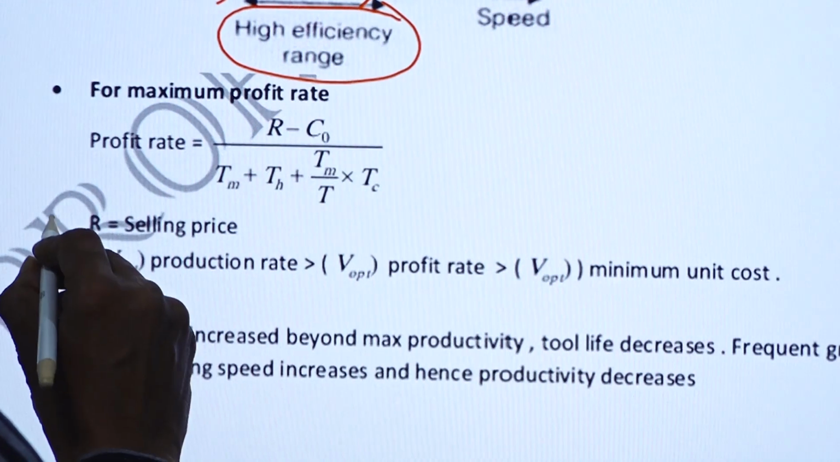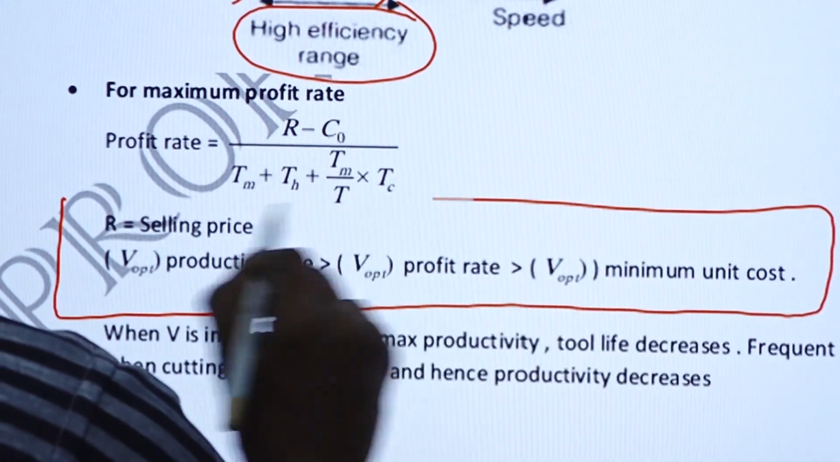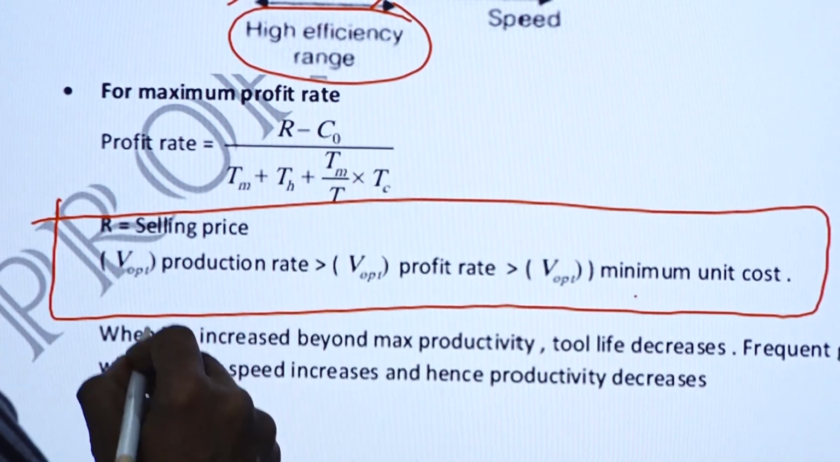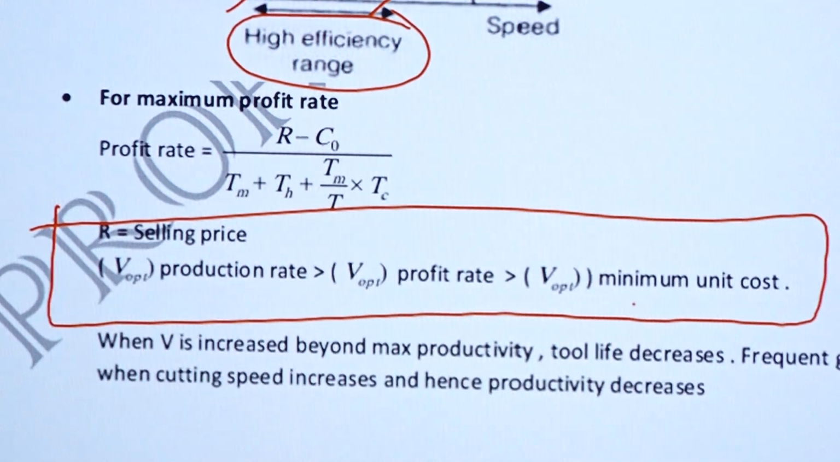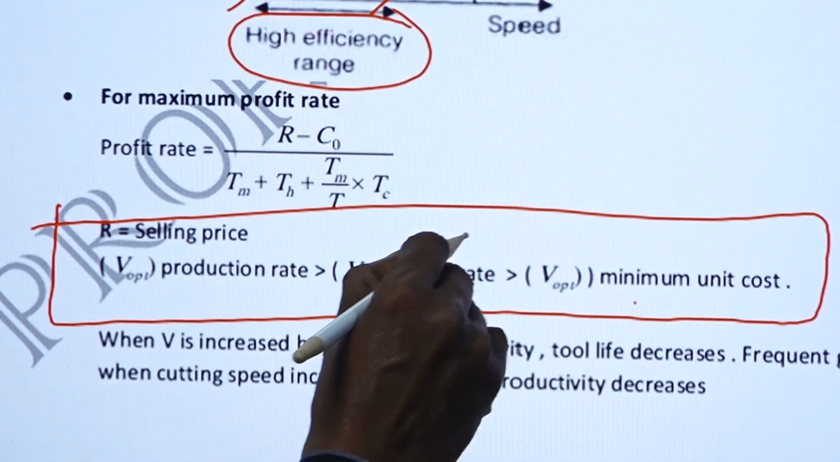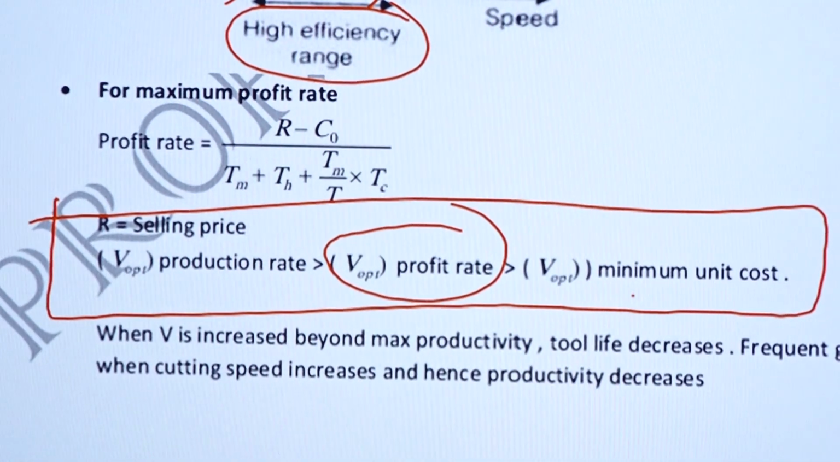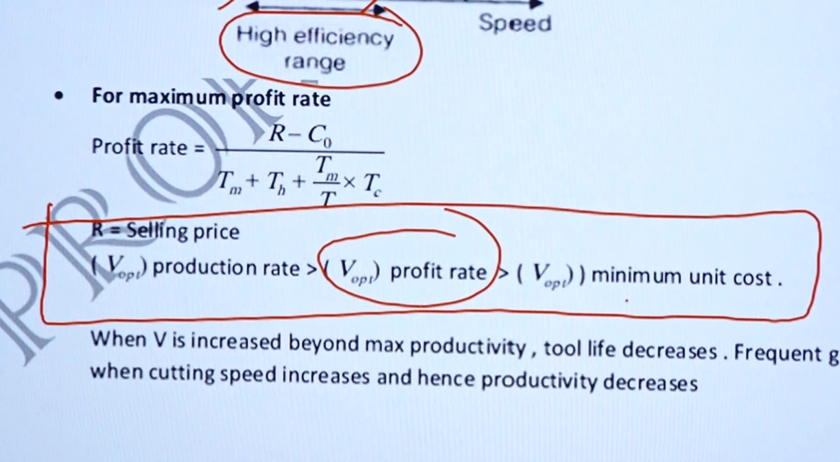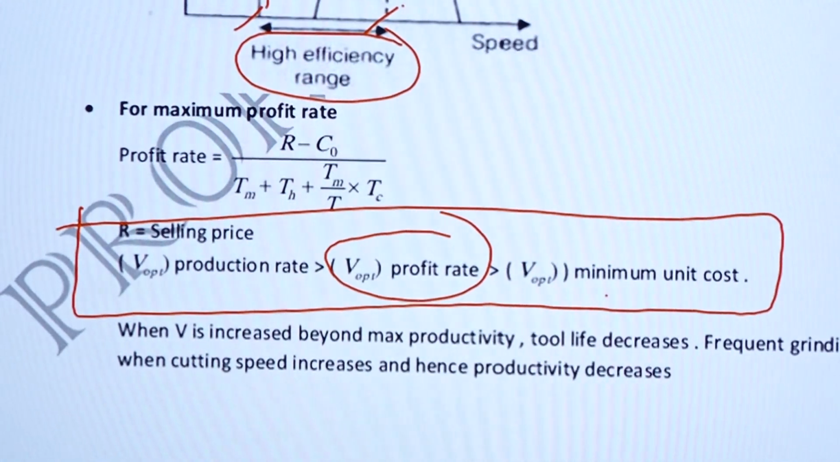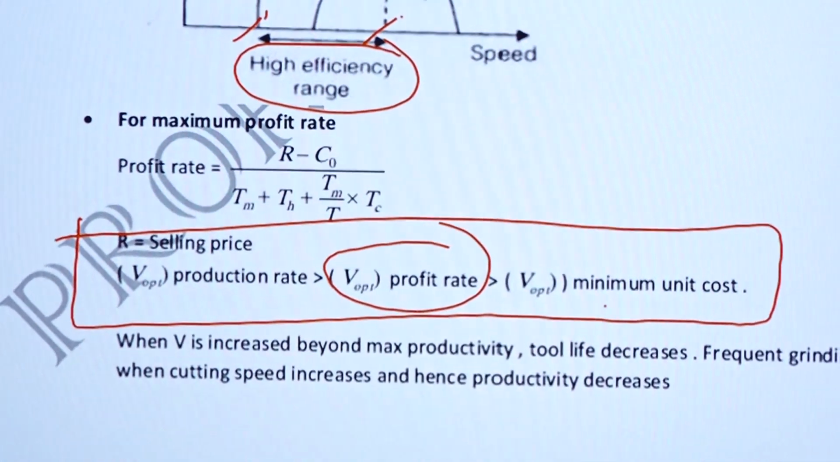So when you compare the optimum, minimum cost will come at the minimum, the maximum production rate will come at the maximum, and in between, profit rate will come. So production rate velocity will be more, minimum cost velocity will be less. In between those two velocities, profit rate velocity will come.